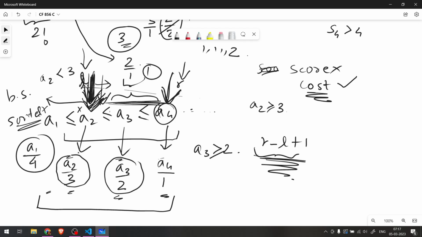Why am I saying this? Because for the current iteration, A2 is being divided by 3. But as soon as the R moves 1 this side, A2 will be divided by 4, and its chances of being counted in our score is only going to decrease. So there is no way this L pointer is coming here. The L pointer will only increase.